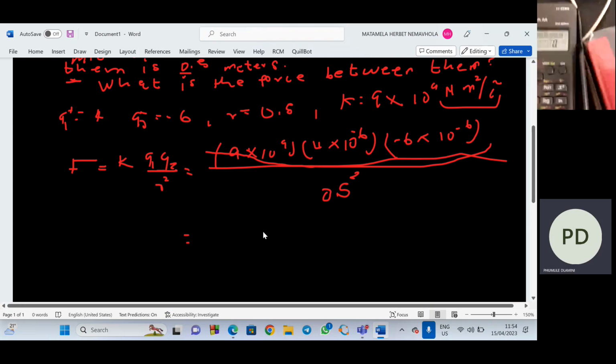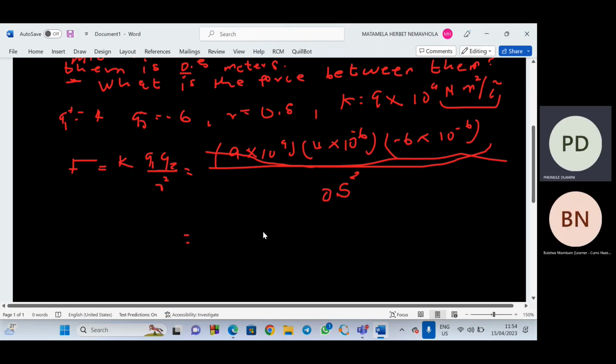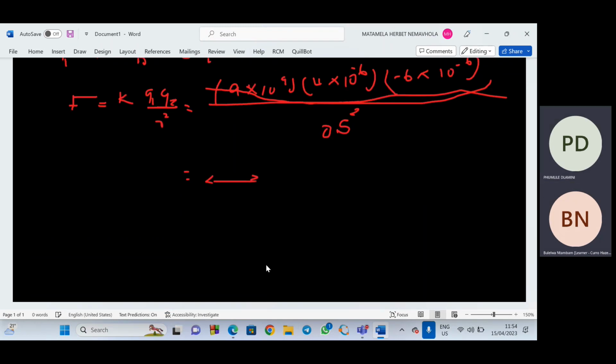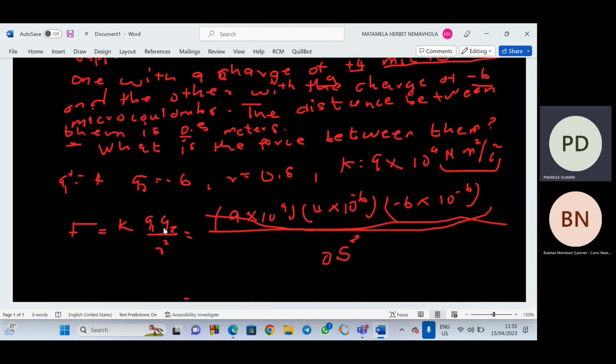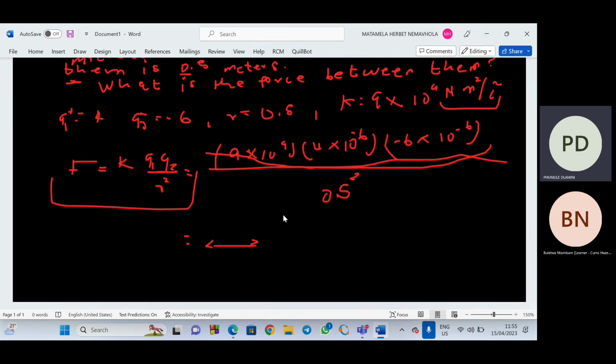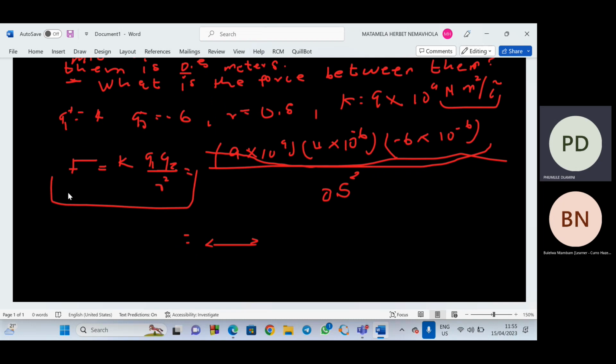So you got the answer there. That's the answer for this one. This is how we use the formula F equals KQ1Q2 over R squared. The only thing we're going to work more on is to use your calculator so that you can get the right answer, because the marker will give you the marks, but you'll find they are giving you wrong in the last one. So we have to work with that.